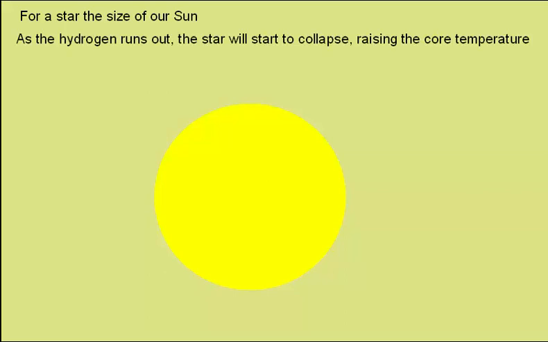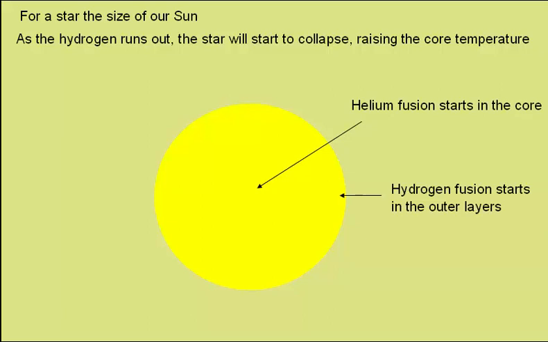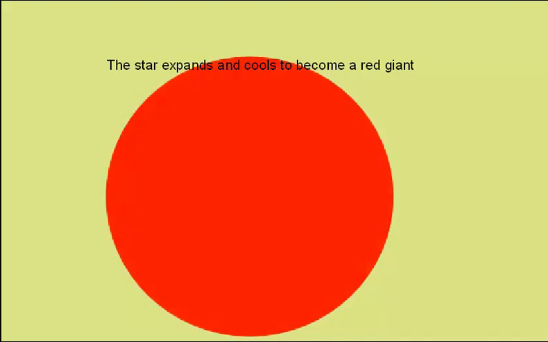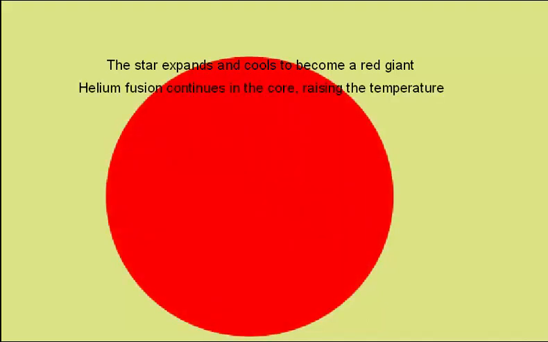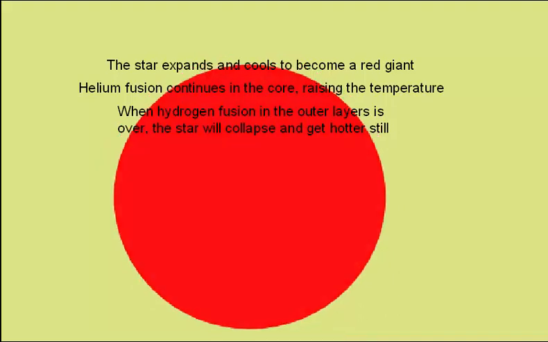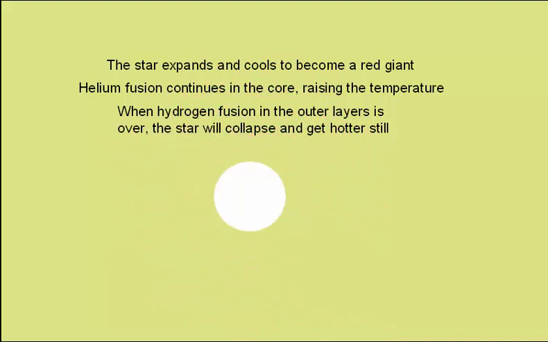As the hydrogen runs out, the star will start to collapse, which will raise the core temperature. Helium fusion now starts in the core, and hydrogen fusion will start in the outer layers. The star will expand and cool to become a red giant. Helium fusion will continue in the core, raising the temperature further, but when hydrogen fusion in the outer layers is over, the star will again collapse and get hotter still, to form a white dwarf.